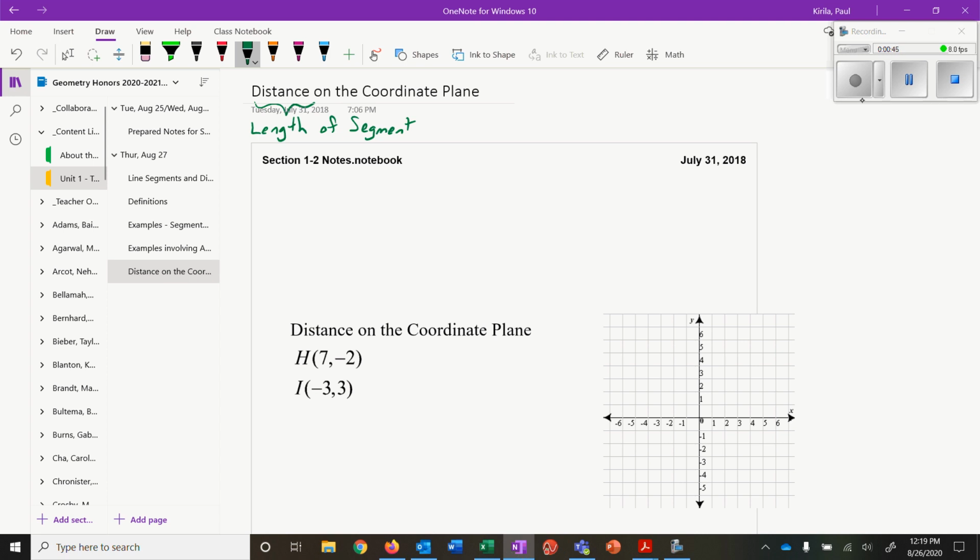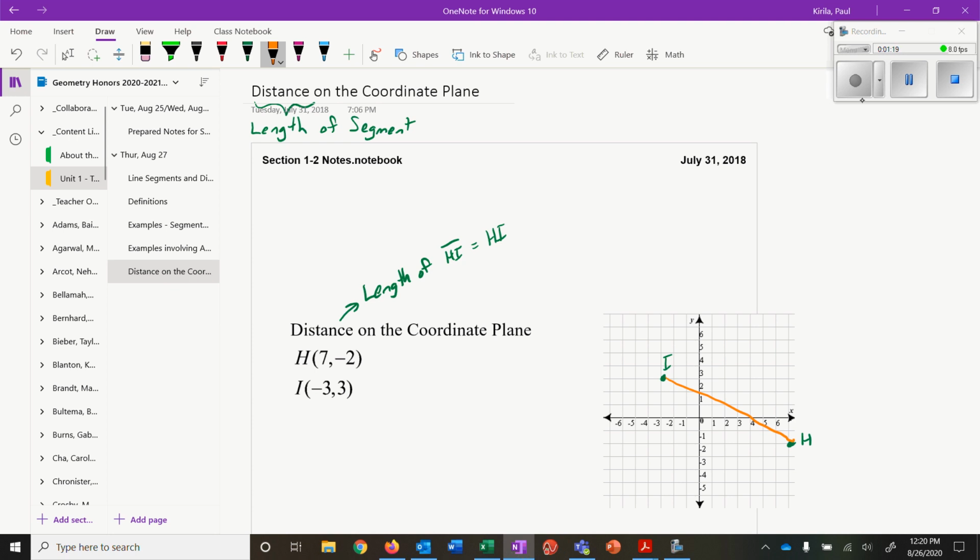So if I want to find the distance between (7, -2) and (-3, 3), or in other words, the length of segment HI, which I could write as HI without a symbol, I could graph (7, -2), here's H. I could graph (-3, 3), here's I, and we would connect those points.